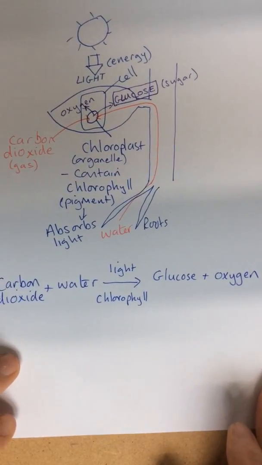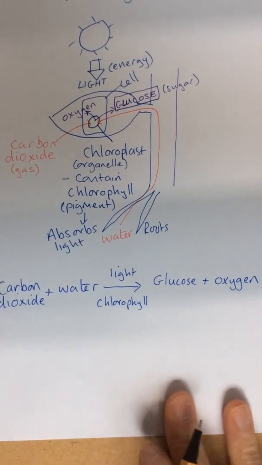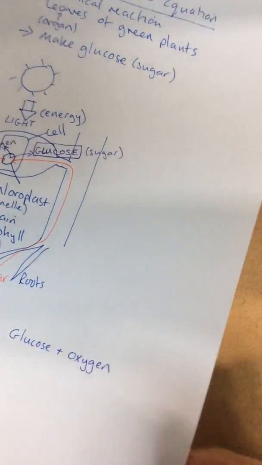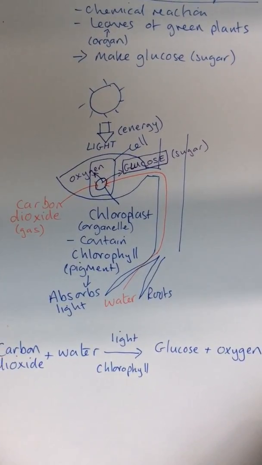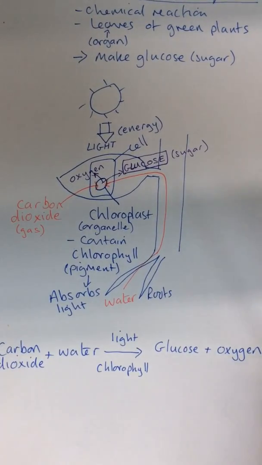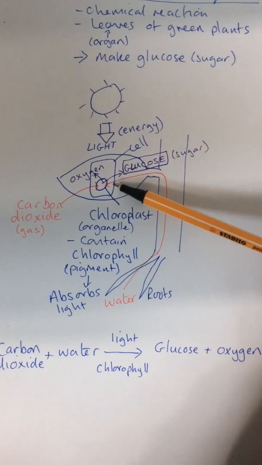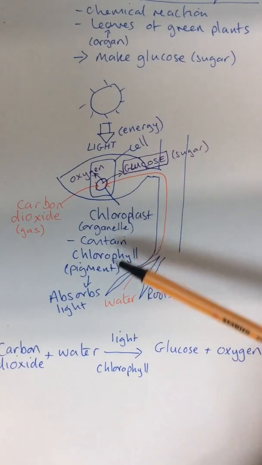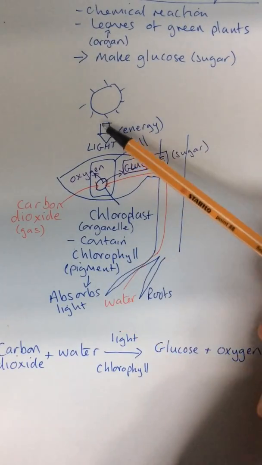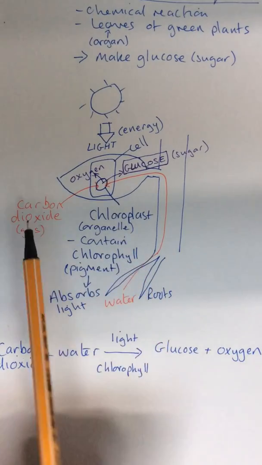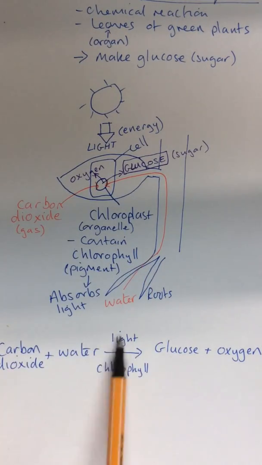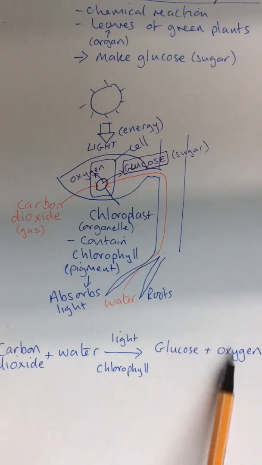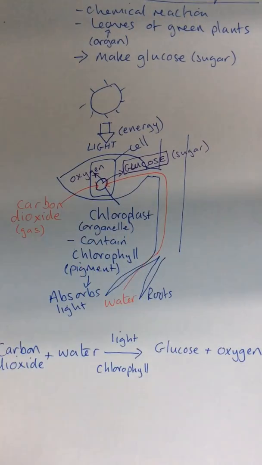Okay, so inside of a plant cell, chloroplasts containing chlorophyll absorb light energy, and they take carbon dioxide and water. They use their light and their chlorophyll to produce glucose and oxygen, and glucose is the useful product.